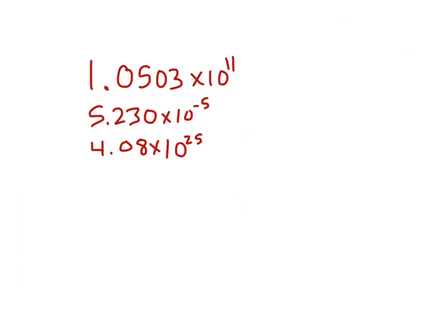Okay, here are the answers to those 3. 1.0503 times 10 to the power of 11. The first one. The next one, 5.230. That 0, we do want to write it. I'll explain more about that tomorrow when we talk about significant figures. Times 10 to the negative 5. How many of you actually wrote that 0? It's okay if you didn't, but if you didn't, go ahead and write that really quick. I'll explain the rule for that tomorrow. But times 10 to the negative 5. And then the last one, 4.08 times 10 to the power of 25.